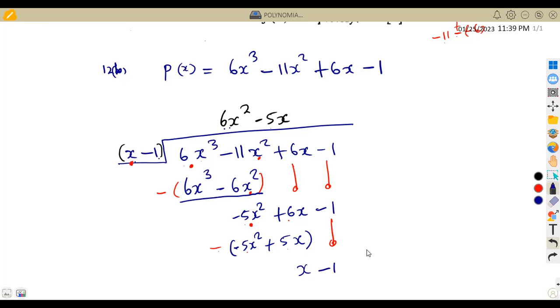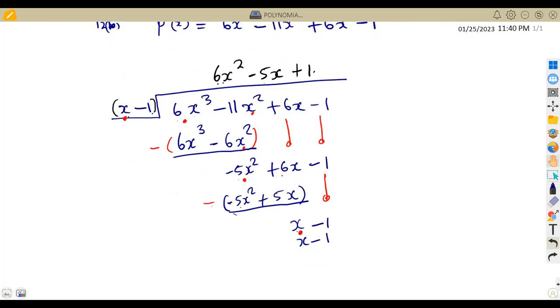You divide again if it is possible. Is it possible to divide? Yes, it's possible. x divided by x. So if you divide here, guys, it's always first term versus first term. So it's x divided by x, which is 1. So you're going to obtain positive 1. Then you multiply back everything. So it's 1 times x, which is x. 1 times minus 1, which is minus 1. So as you can see, we are obtaining the same part like what we had here. So if we subtract, that's going to give us a 0.